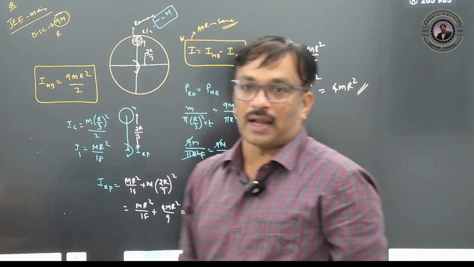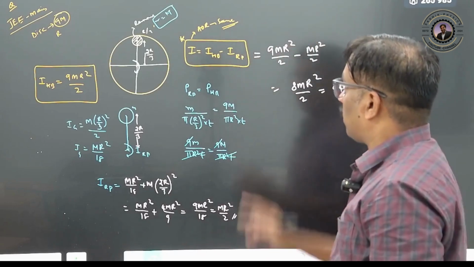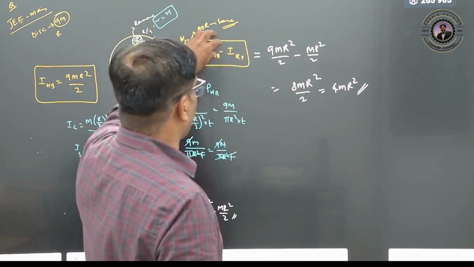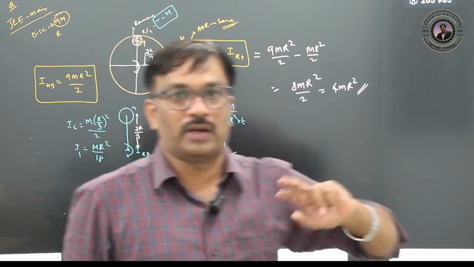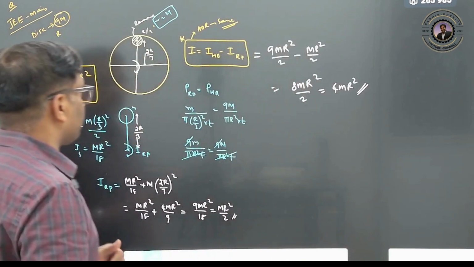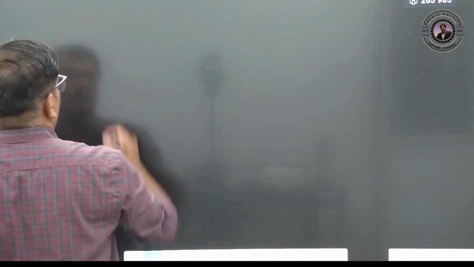Like this you can calculate the moment of inertia of the remaining body after a part is removed. But what is important is: complete body minus the removed part. But keep in mind the axis of rotation for both situations should be the same. Clear? So now we'll do one more important question.